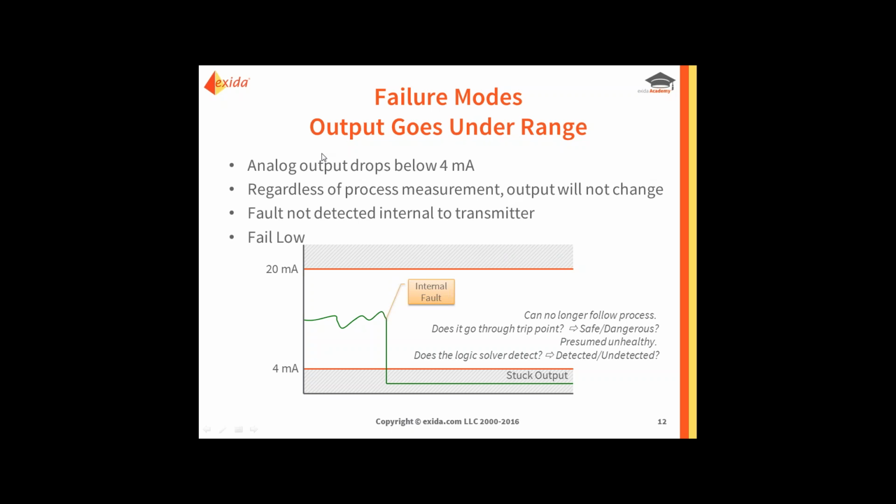Similarly, there are some failures that will drive the output under range. For whatever reason, let's say a resistor in the output circuit fails open. Now your output will go to 0 milliamps. Doesn't matter what the process value does, your output will no longer change. You drop to 0 milliamps, below 4 milliamps. The failure is not detected by the transmitter. The output just goes to 0, and we classify those as fail low.